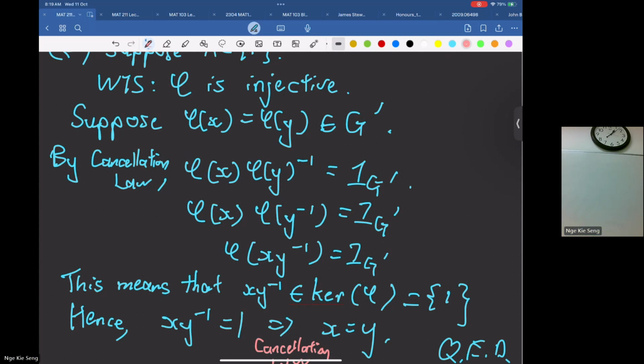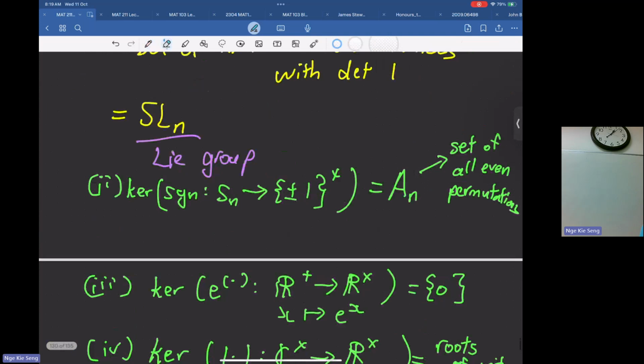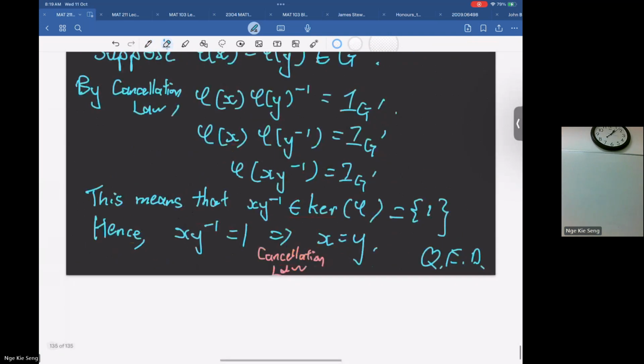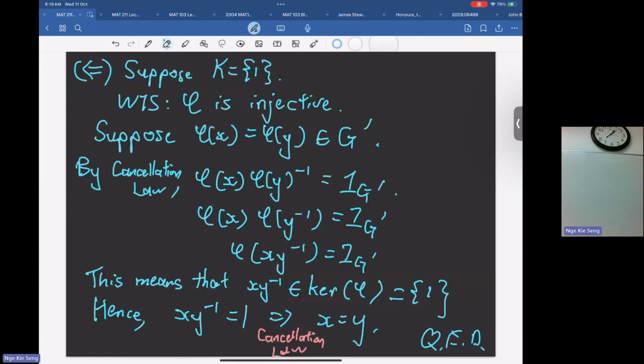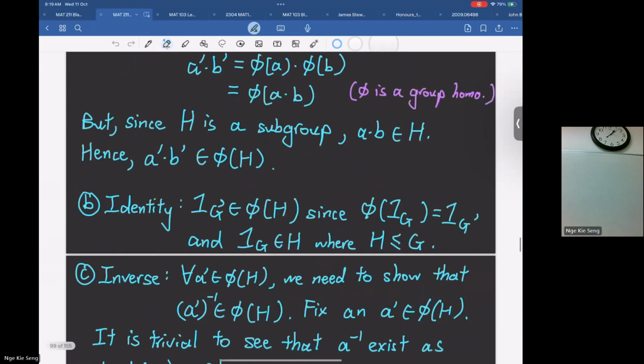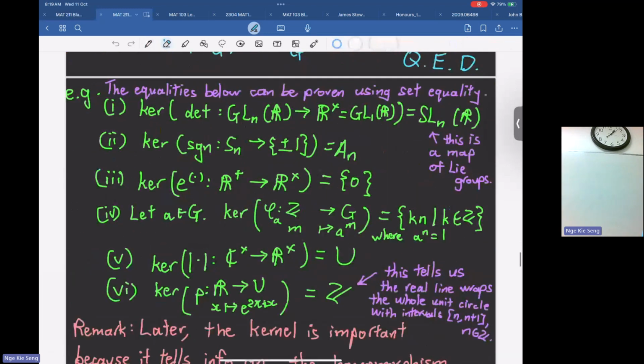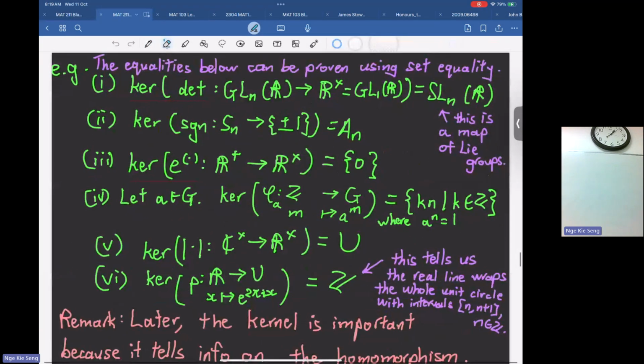So for example, last time we talked about a few examples, right? Let me pull out my lecture notes. Last time we went through some kernels. Out of these, which one is an injective map?